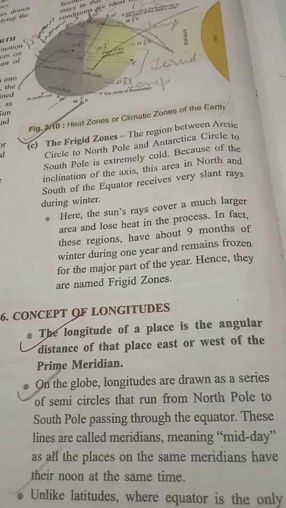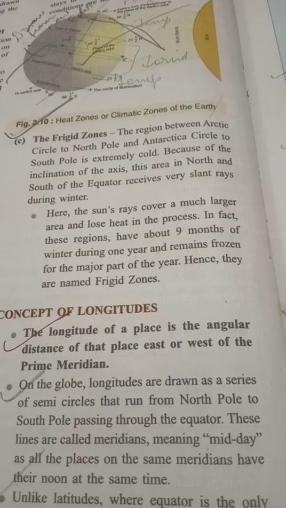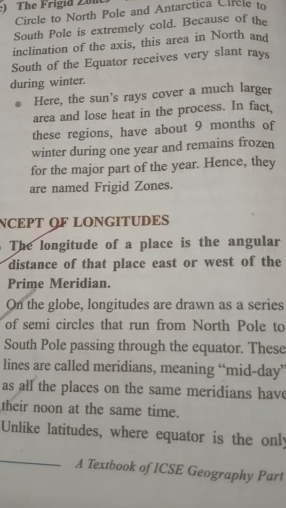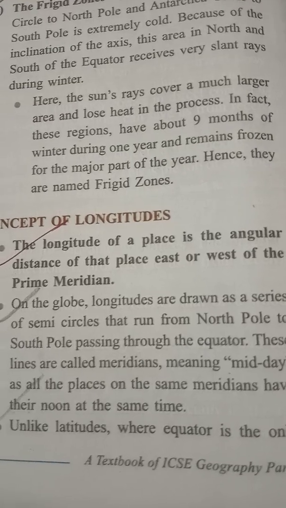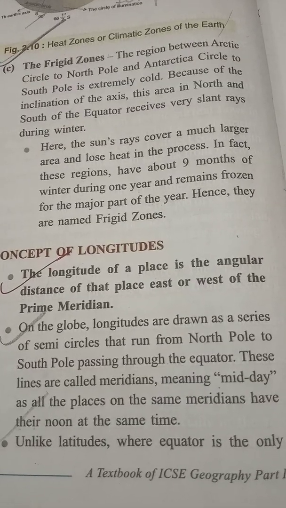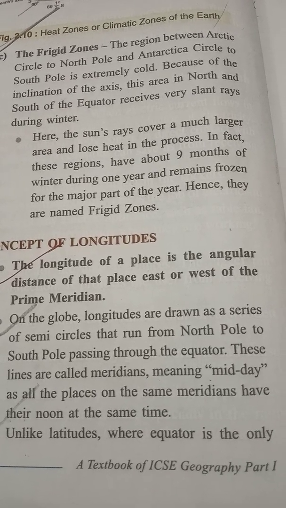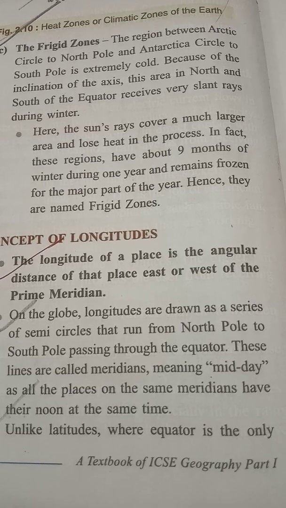Now see children, this is in relation to the notes which I have already sent you. So what is a longitude? Longitude of a place is the angular distance of that place east or west of the prime meridian. Prime meridian is the 0-degree meridian. On the globe, longitudes are drawn as a series of semicircles which run from north pole to south pole, passing through the equator, and are called meridians.